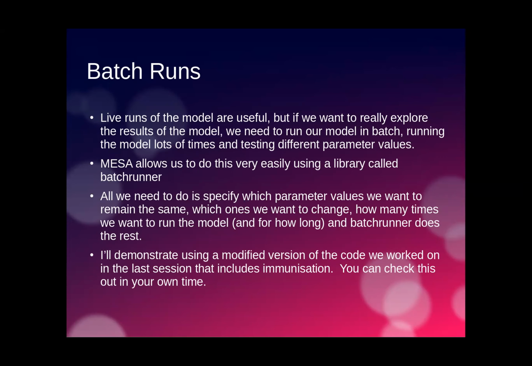And MESA allows us to do both of those things together really easily, using a library that it calls Batch Runner. And all we need to do basically is to specify with Batch Runner which parameter values we want to remain the same, which ones we want to change, how many times we want to run the model for each combination of parameter values, or a scenario, if you like, and for how long we want to run the model on each run. And Batch Runner will do the rest.